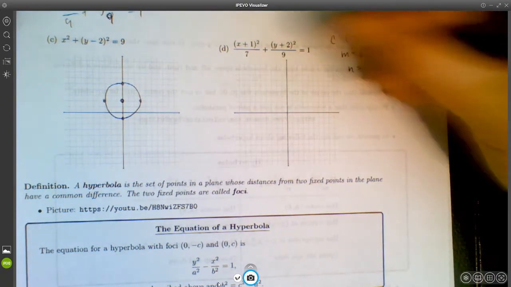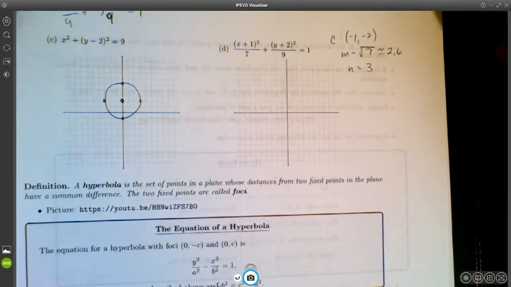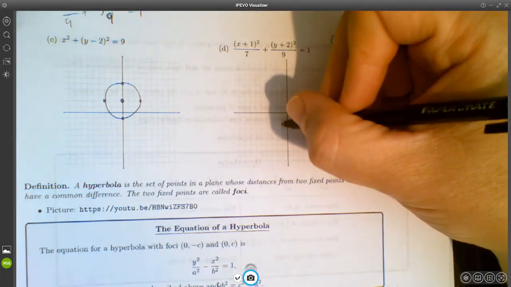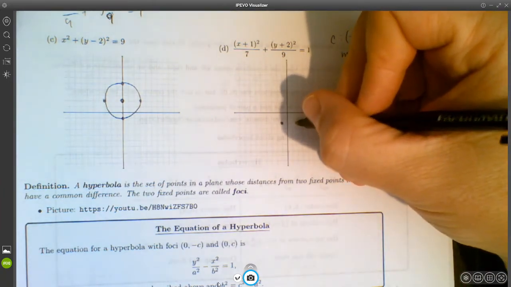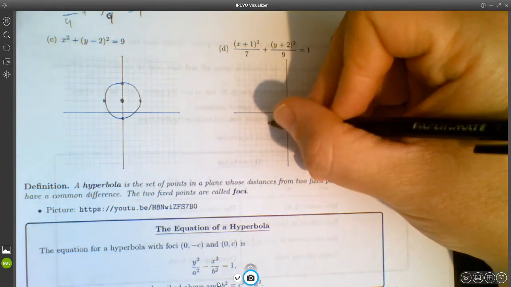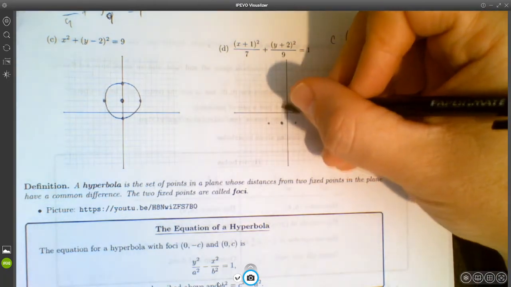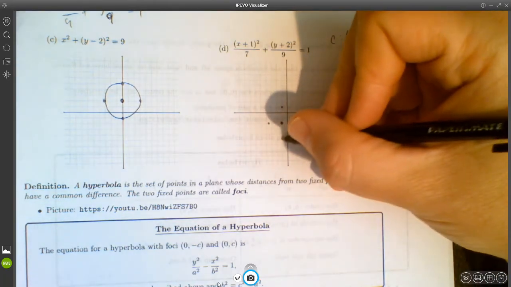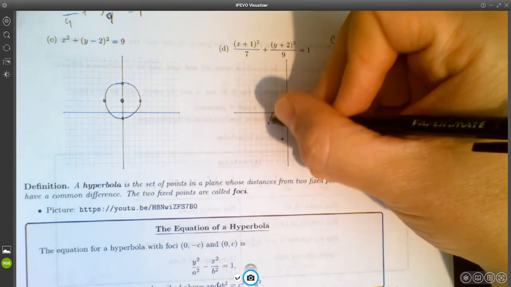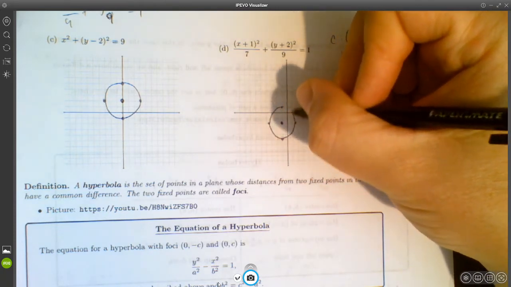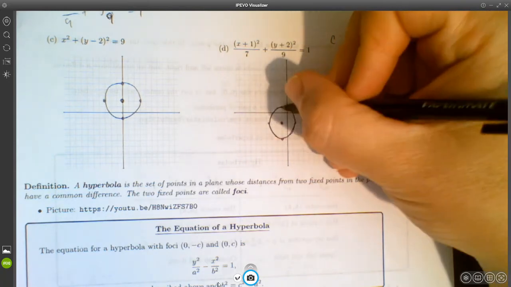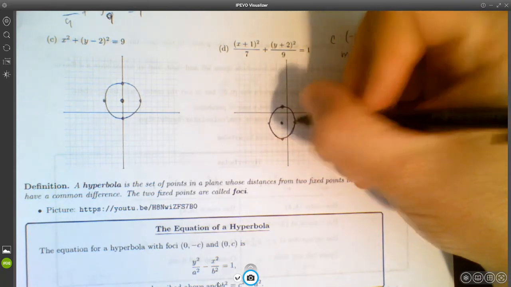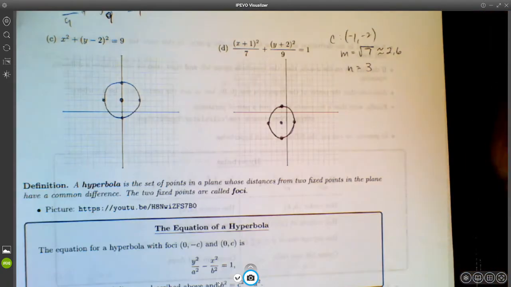And n is going to be 3, right? So center at -1, -2. I'm going to go left and right 2.6, 1, 2.6, 1, 2.6. And then I'm going to go up and down 3, 1, 2, 3, 1, 2, 3. This one's going to look almost like a circle because m and n, even though they're not exactly the same, are really close to each other. Okay, so that's that one.